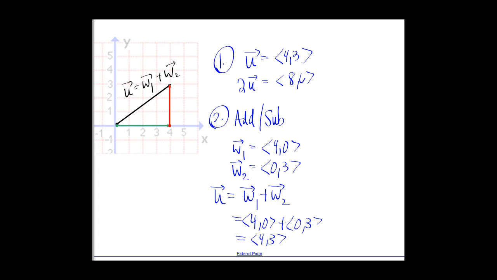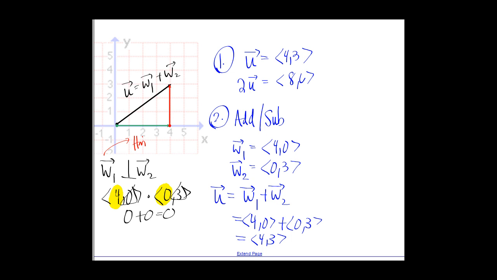Now a couple of things that we should notice here. W sub 1 is perpendicular to w sub 2. And we can check that by taking the dot product. So if we dot them together, multiply the horizontal components and get 0. Multiply the vertical components and get 0, so the dot product must be 0. So with this in mind, I want to say that w sub 1 is the horizontal component of vector u, whereas w sub 2 is the vertical component of vector u.